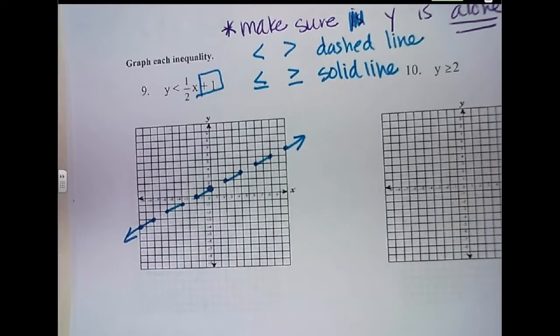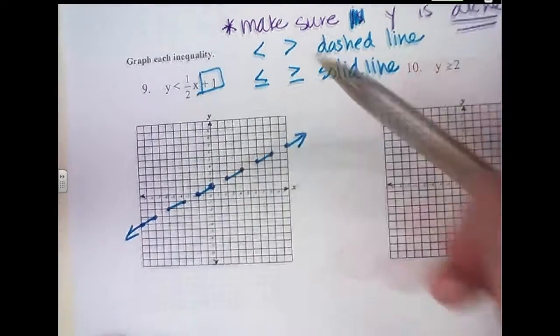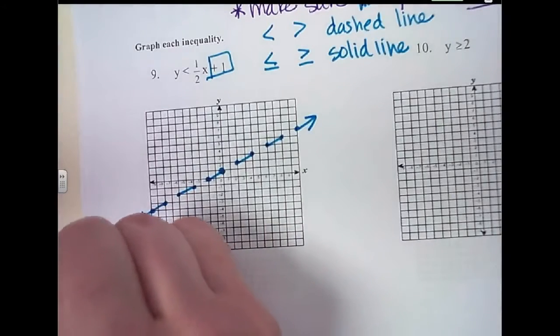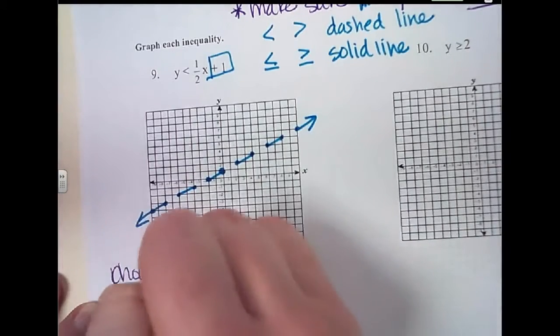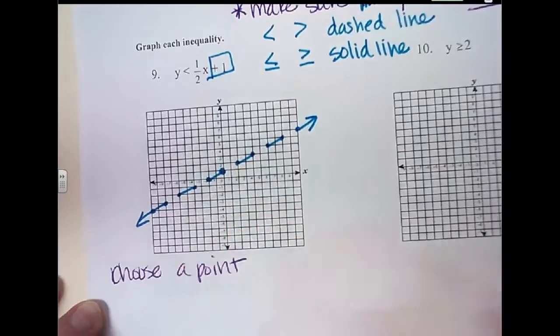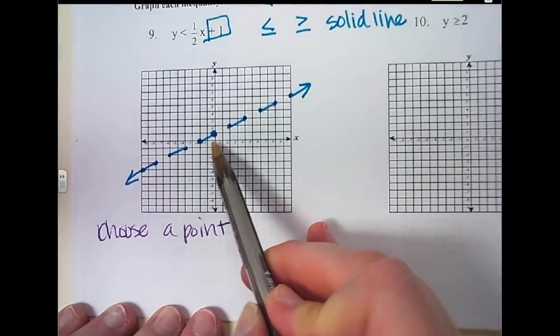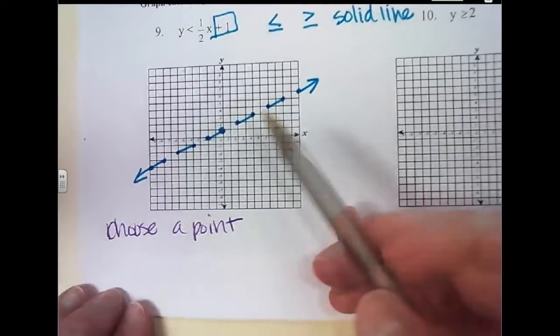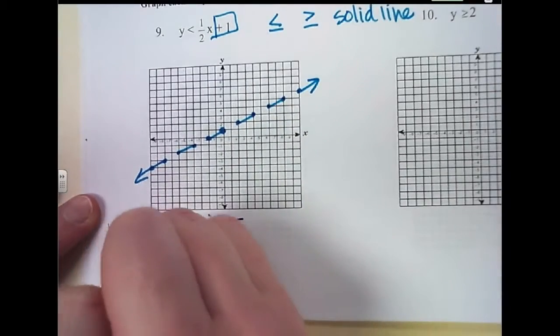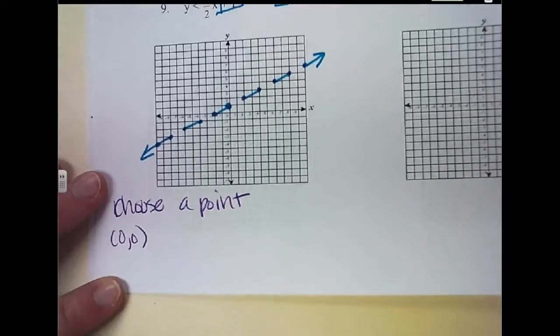Okay, we have to pick which side we're going to shade on. So the way you're going to do that is you're going to choose a point. If you can choose 0, 0, like if 0, 0 is not on the line, which it's not here, choose that point. It's the easiest one to pick. So I'm going to pick 0, 0, and I'm going to plug it into my original equation.